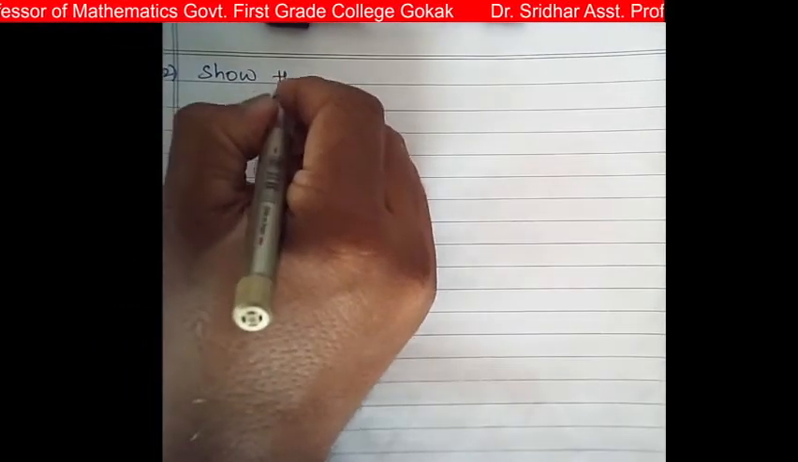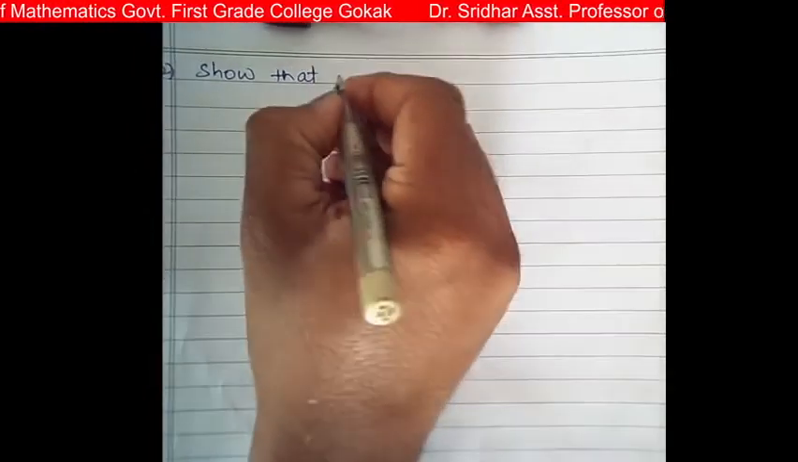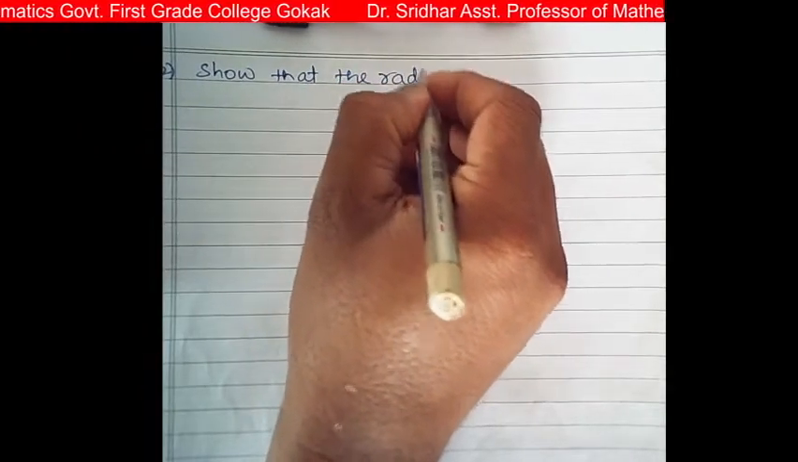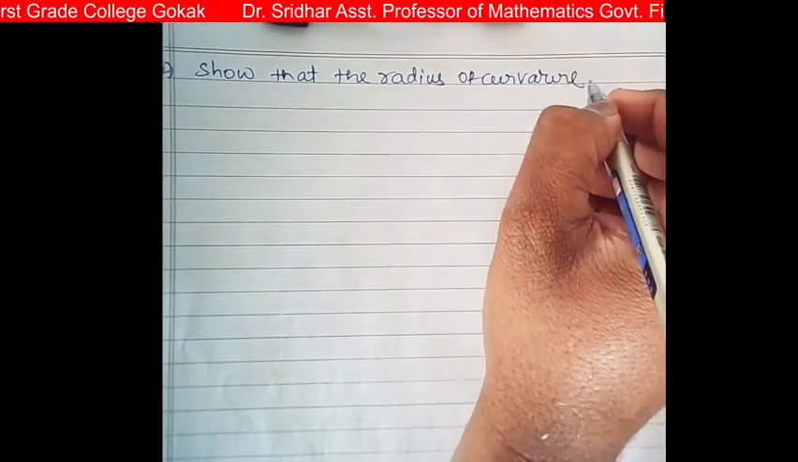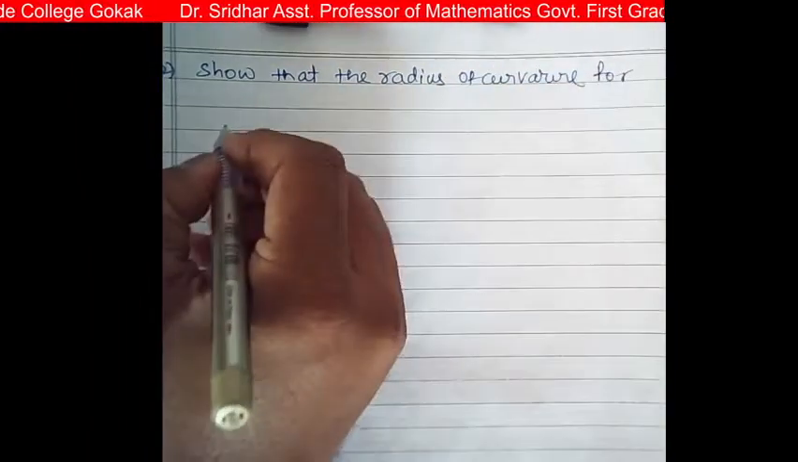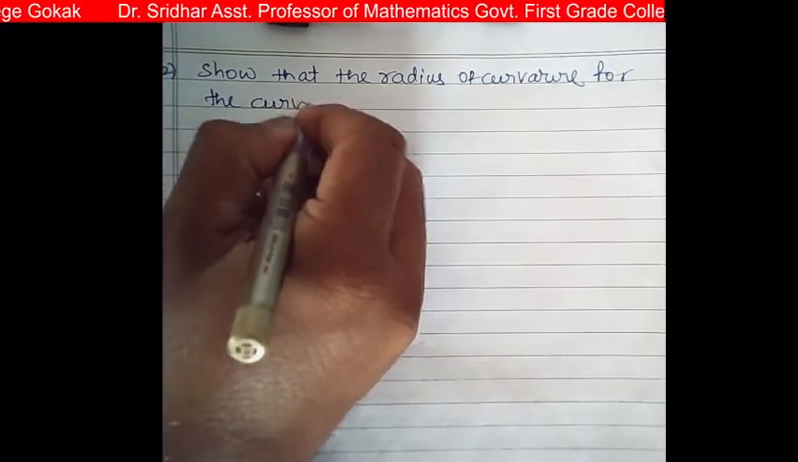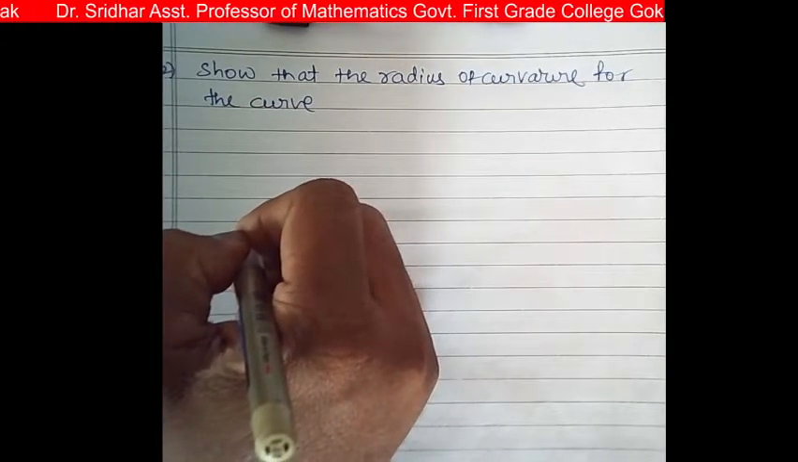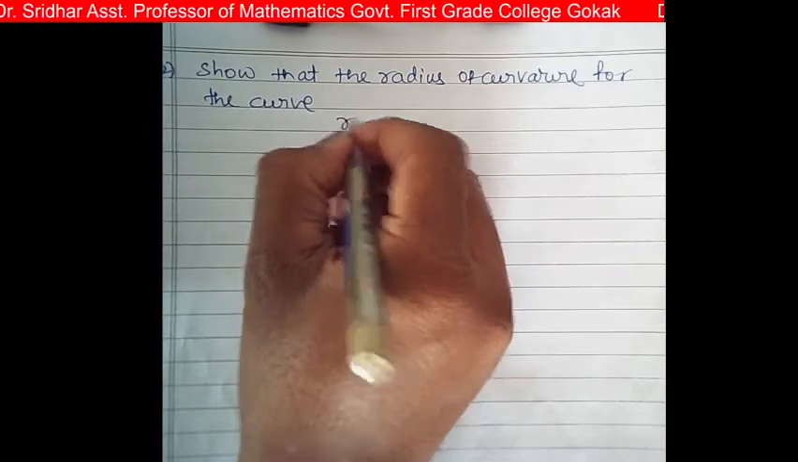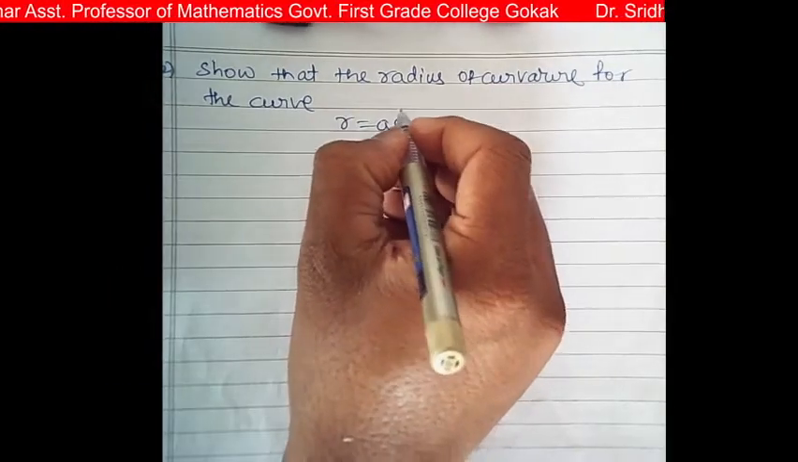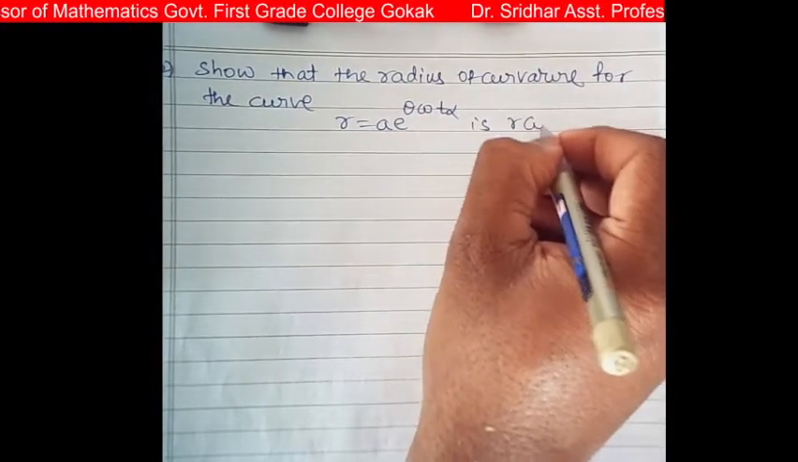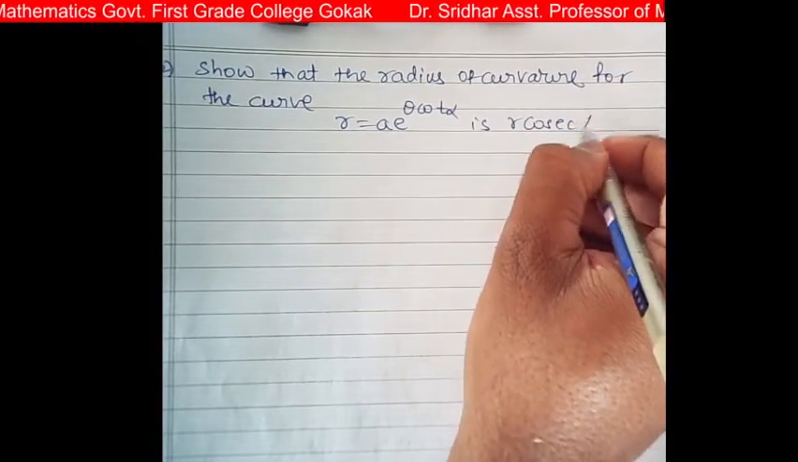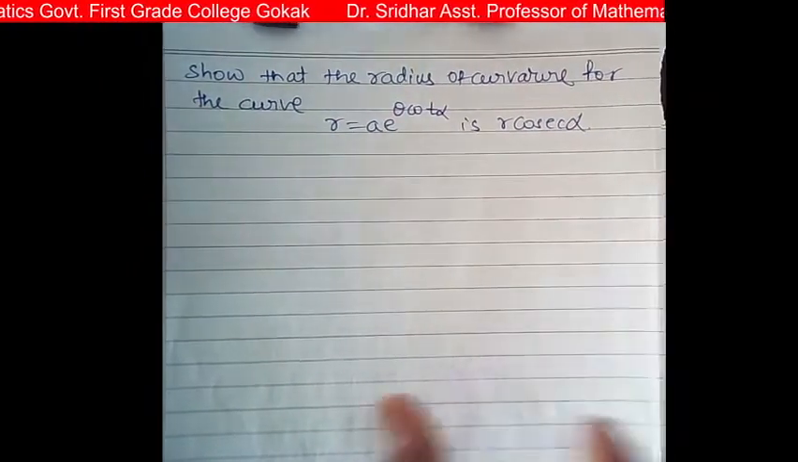Show that the radius of curvature for the curve r is equal to a into e raised to theta cot alpha is r cosec alpha. Okay, so this is the problem.